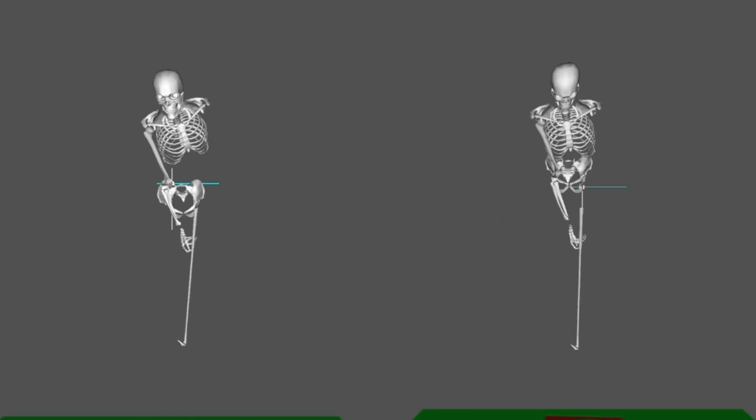So one of the nice perspectives to take when looking at 3D movement is to not only look at one segment, but look at the segment most proximal to it, the closer to it. And in this case, we're going to look at the trail elbow and the trail hand path throughout the golf swing.